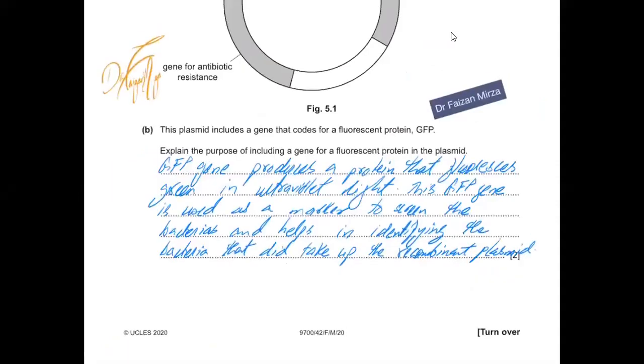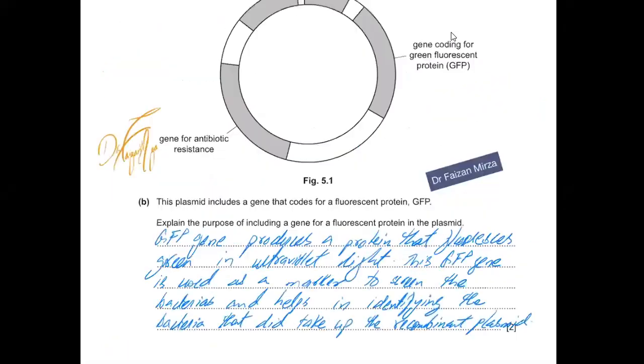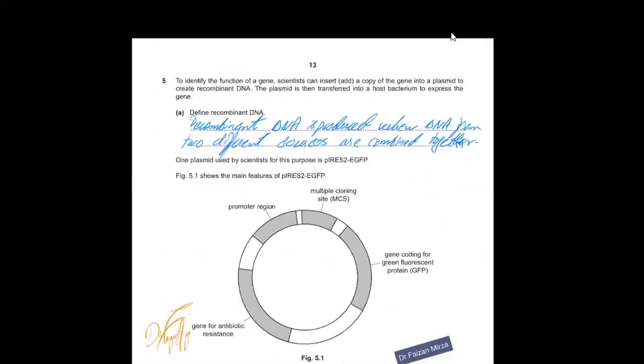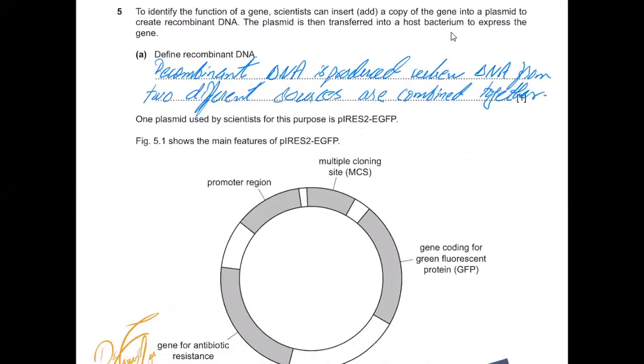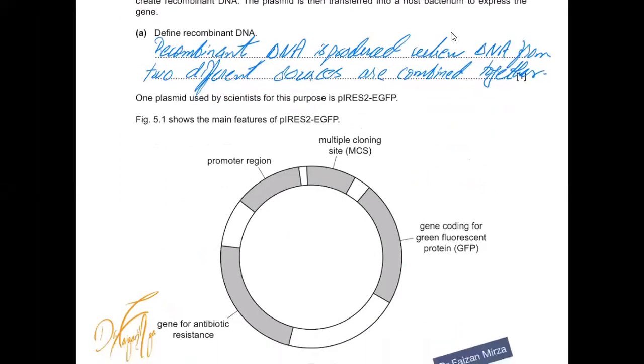Now, this question came in Feb/March 2020, variant 42, and it was a tricky question in which they basically gave the sequence of DNA. So to identify the function of a gene, scientists can insert a DNA. We know they are asking you to define recombinant DNA. Recombinant DNA is produced when DNA from two sources is mixed and combined together.